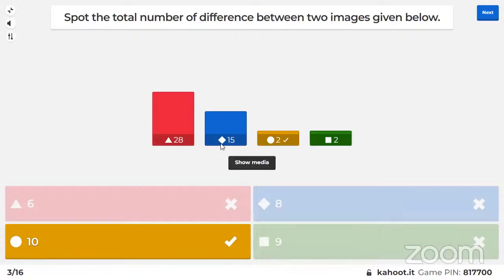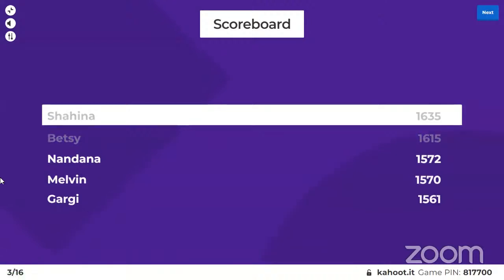So we were supposed to find the differences between the two images, and there are 10 differences. Most of you answered it wrong, I think. All right, so scoreboard again.